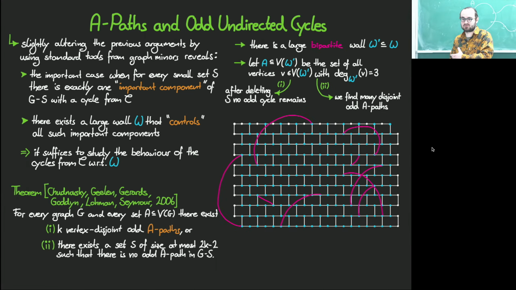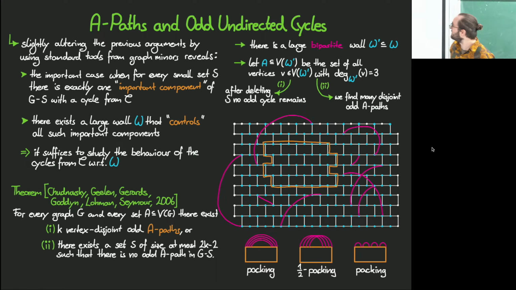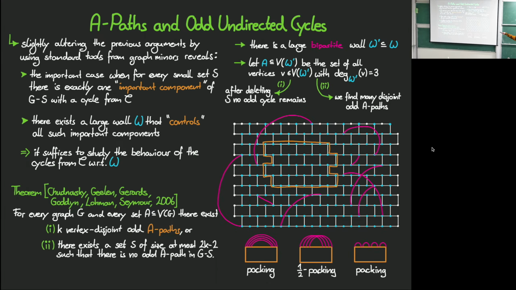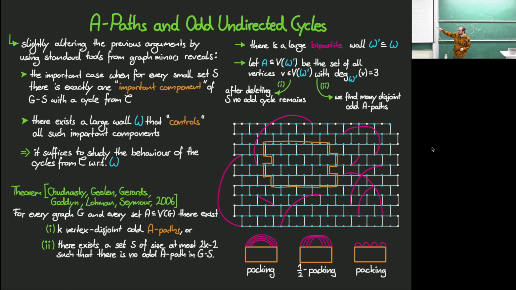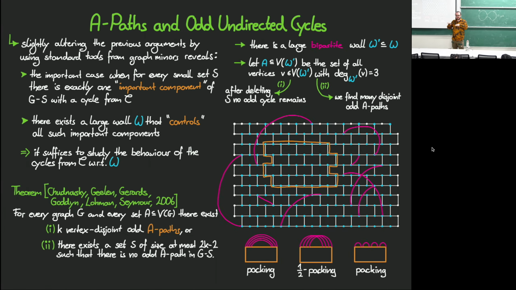But the thing is, I only want to find a bounded size packing. So I can assume there's a bunch of them. Their endpoints are somewhere in the wall, but I will still find a large area of the wall where nothing happens. I take this area and I analyze how these paths can be extended to attach to the outside of the wall. And then I find one of three outcomes after some normalization.